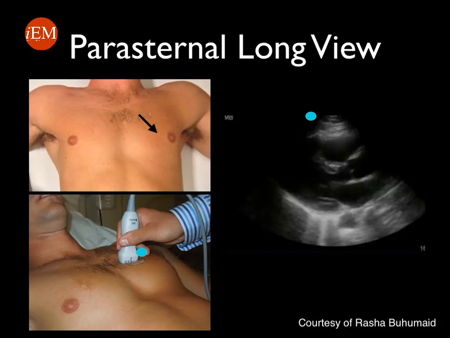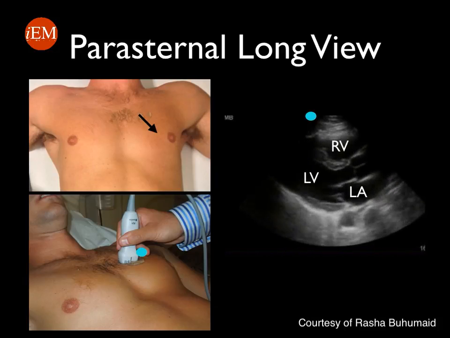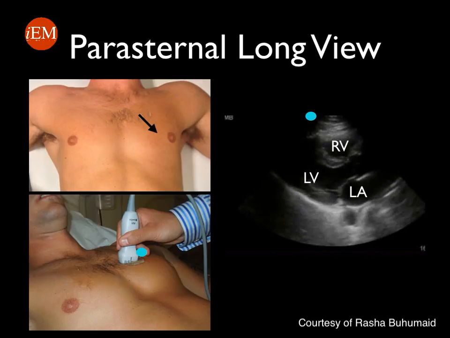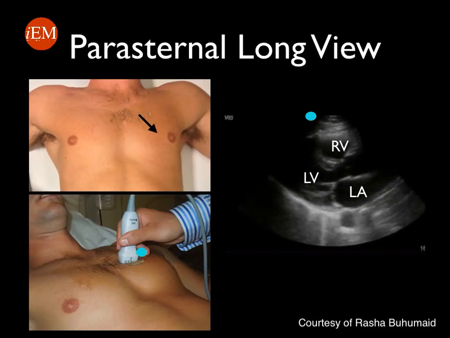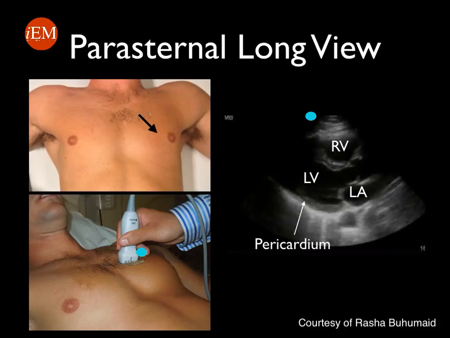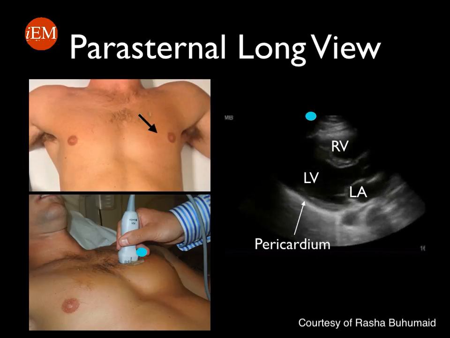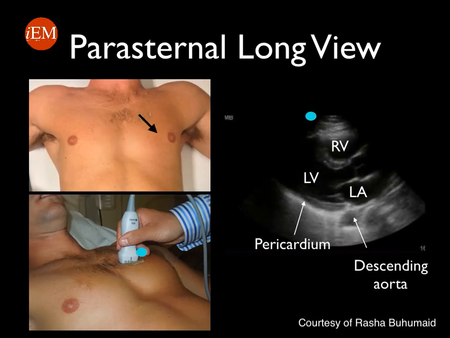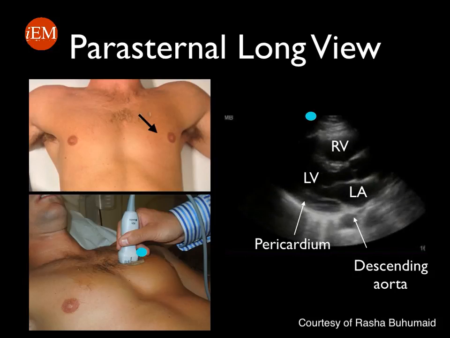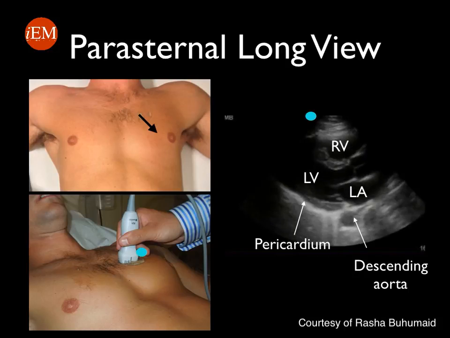Note that the first chamber close to the ultrasound probe is the right ventricle, and then there is the interventricular septum, the left ventricle, and the left atrium. The valve between the left ventricle and left atrium is the mitral valve. The white, bright stripe surrounding the heart is the pericardium, and there is the circle which corresponds to the descending aorta. These are very important landmarks that you should be able to identify in a normal parasternal long view.